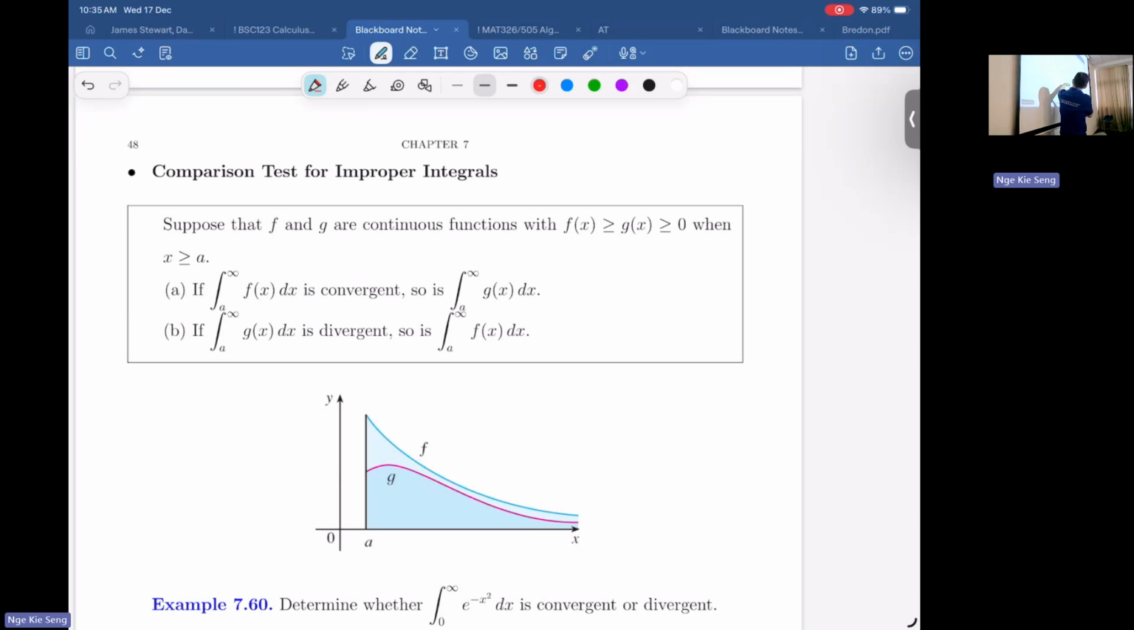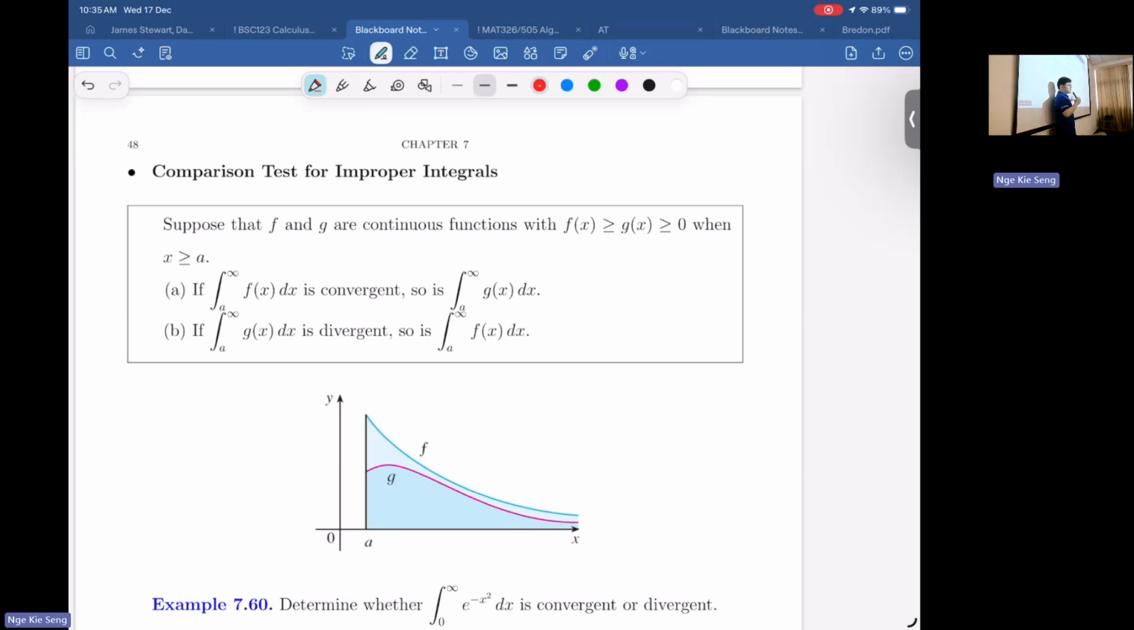On the other hand, if the area under g diverges, obviously the area under f also diverges, because the area of f must contain the area of g. So this is the other way around. Does it make sense? Please don't confuse them.